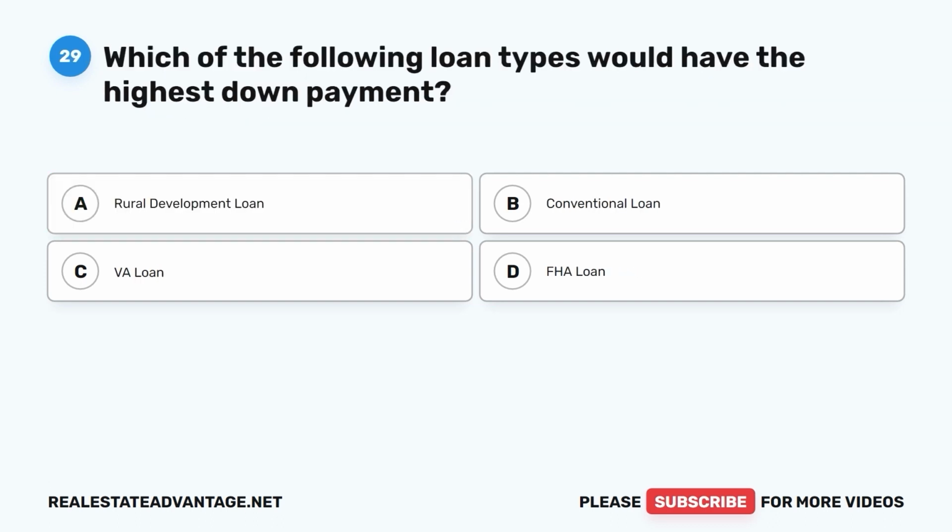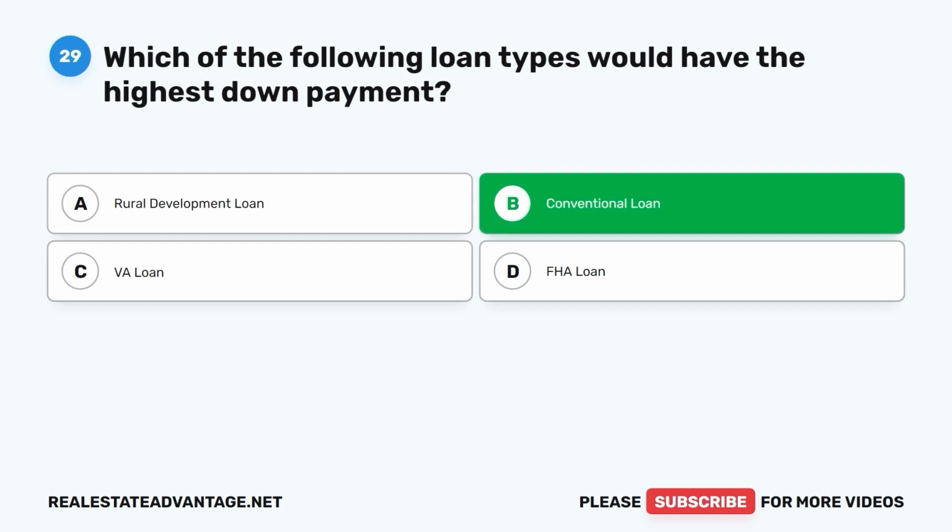Question 29. Which of the following loan types would have the highest down payment? A. Rural development loan. B. Conventional loan. C. VA loan. D. FHA loan. The correct answer is B. Conventional loan.